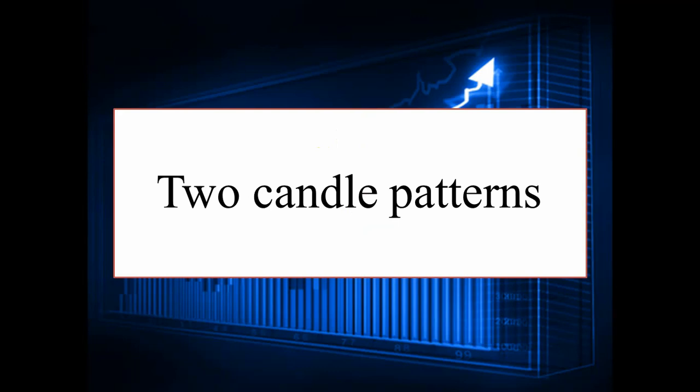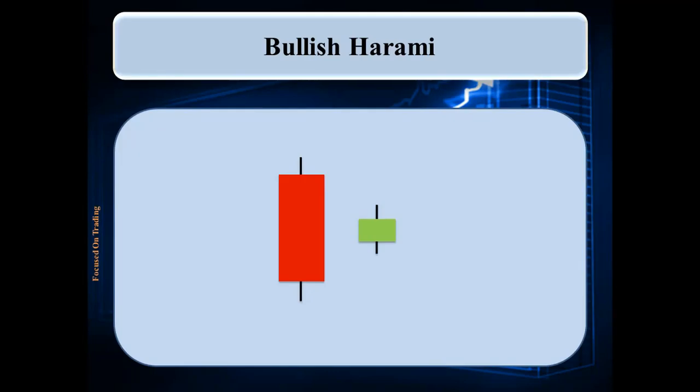Two candle patterns. The Bullish Harami pattern. The Bullish Harami pattern is a reversal pattern appearing at the bottom of a downtrend. This pattern consists of a big bearish candle and a small bullish candle, which is engulfed by the former candle's body. Pay attention that the second candle's body should be bullish.